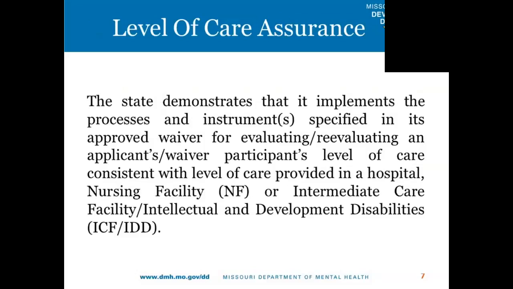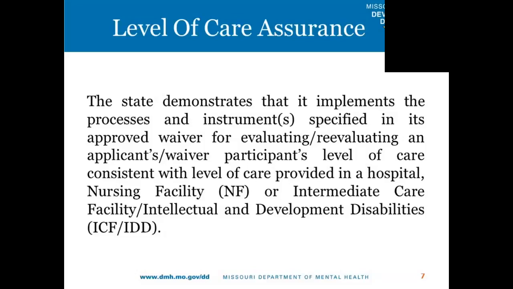This is the level of care assurance directly from the waiver application. The assurance is, the state demonstrates that it implements the processes and instruments specified in its approved waiver for evaluating and reevaluating an applicant's or waiver participant's level of care consistent with the level of care provided in a hospital, nursing facility, or intermediate care facility for intellectual and developmental disabilities.